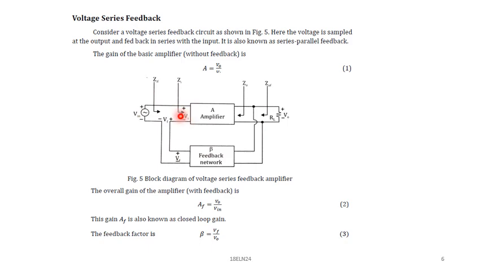Zi indicates the input impedance without feedback, and ZIF indicates the input impedance with feedback. Similarly, at the output side, you have Z0, which is the output impedance without feedback. Z0F is the output impedance with feedback. This is your load resistance, and here we measure the output voltage. So this is the block diagram representation of a voltage series feedback amplifier. Here is the series network, and this is voltage sampling.